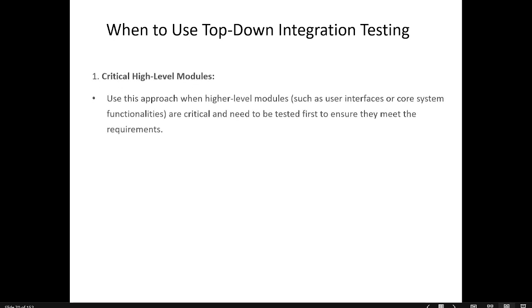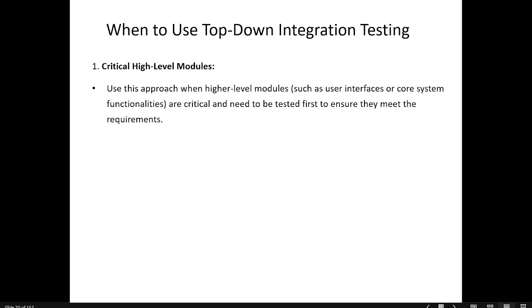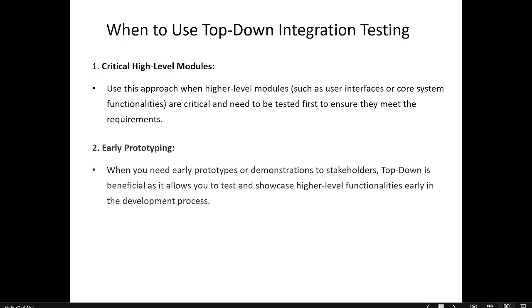Now, like the bottom up, answer when to use top down integration. First criteria, critical high level modules. Use this approach when high level modules such as user interface or core system functionalities are critical. We need them to be tested first to ensure they meet the requirements.